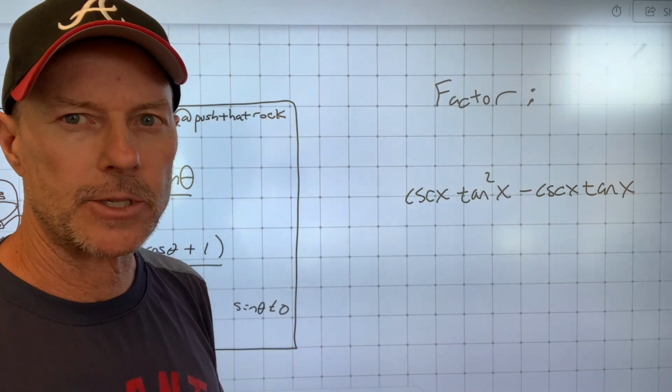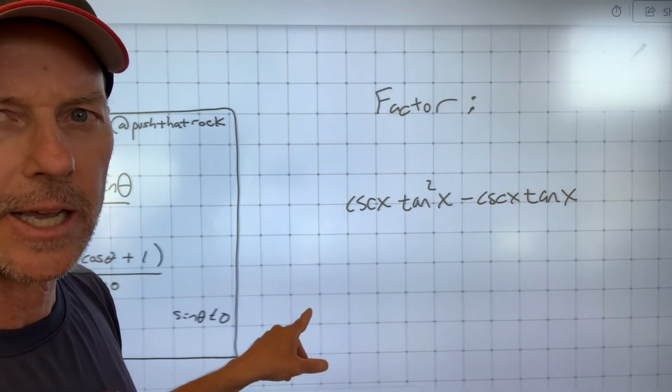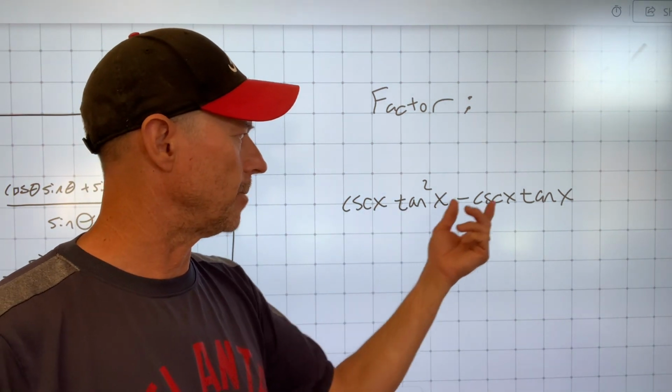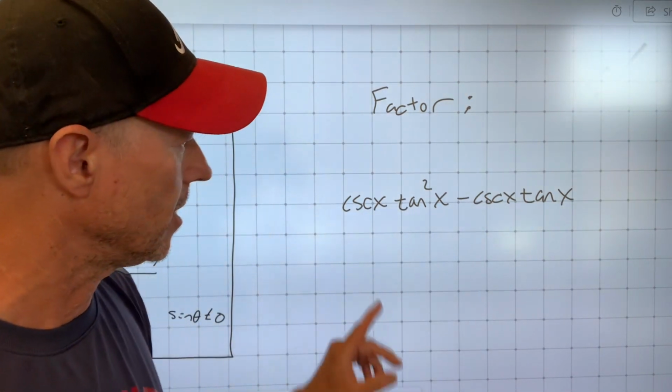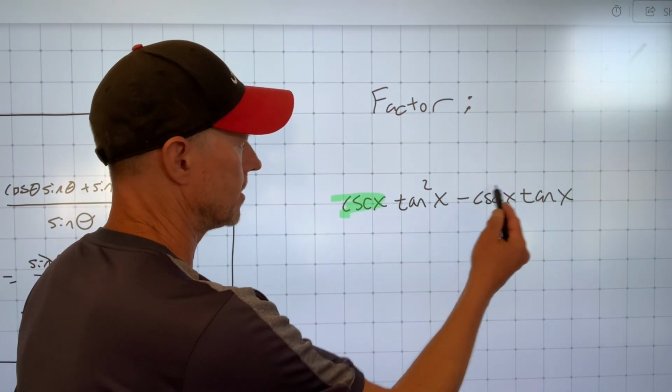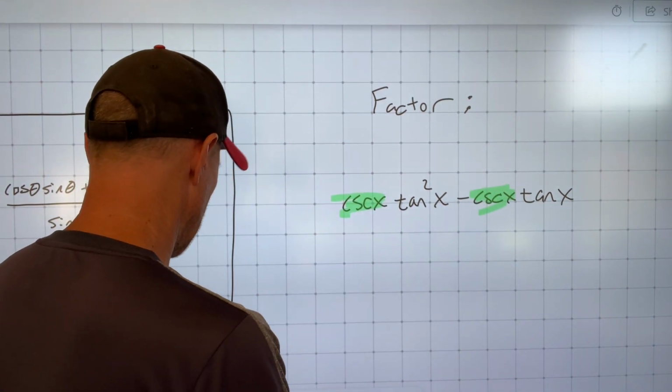So this problem says factor. So we have a basic algebraic expression here. We just have a product minus another product, and we want to factor it. And we notice a common factor. The common factor is cosecant x. So we'll take that common factor out.